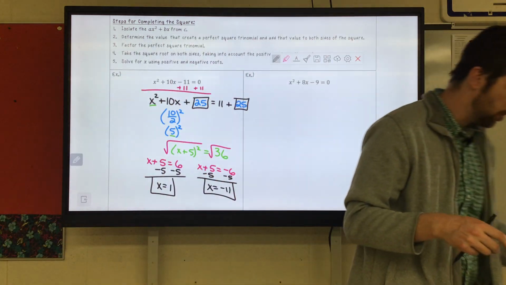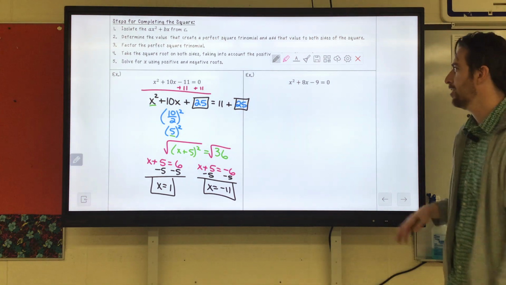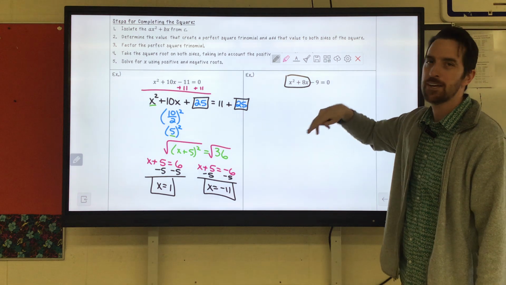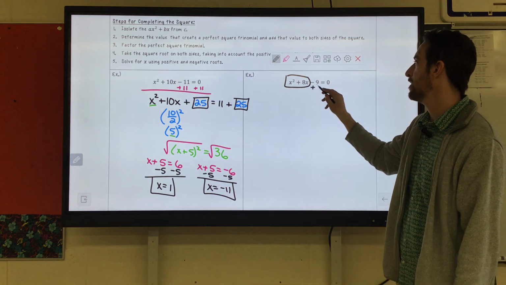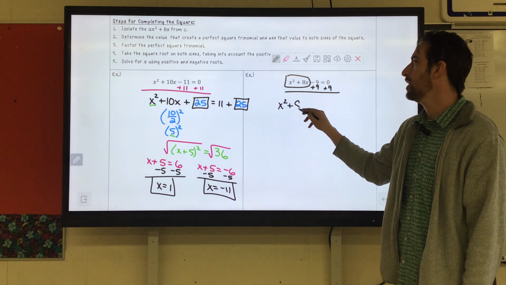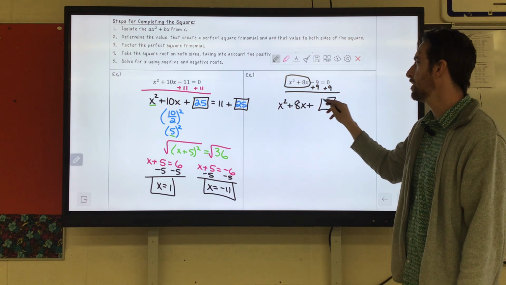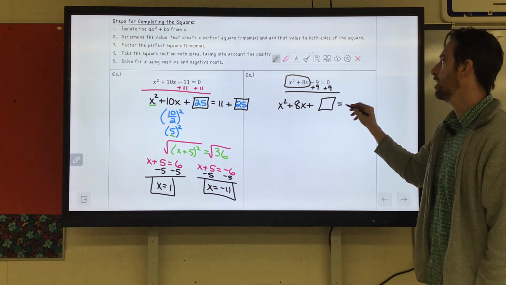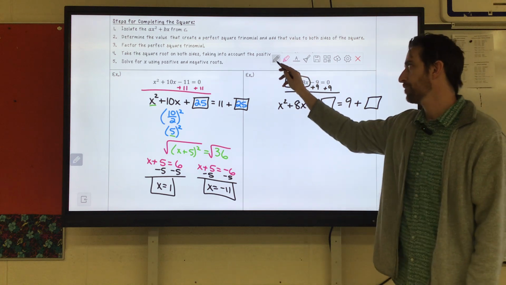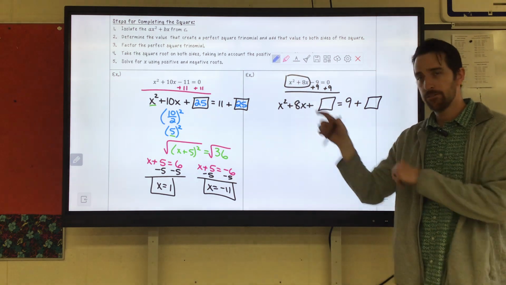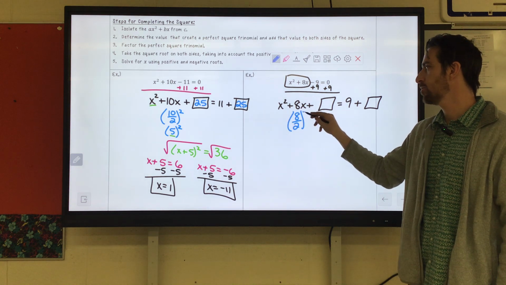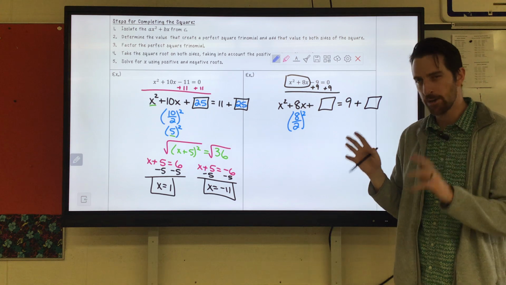Let's try it again. All right. We got to get it down to where it's just x squared and 8x. The minus 9, we got to send it. We're going to add the 9 to the other side. So I'm going to say x squared plus 8x plus blank, going to leave some space here, equals, on the other side we have 9 and then plus blank. Okay, again, we did it over there. We're going to take our b, which is 8, we're going to divide it by 2, and square it to create that perfect square trinomial.